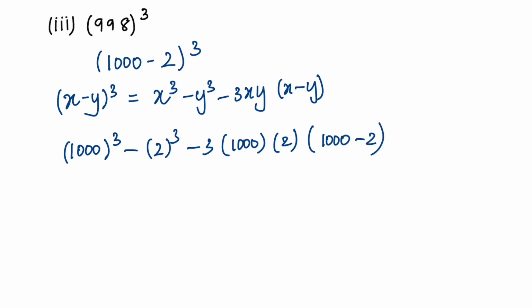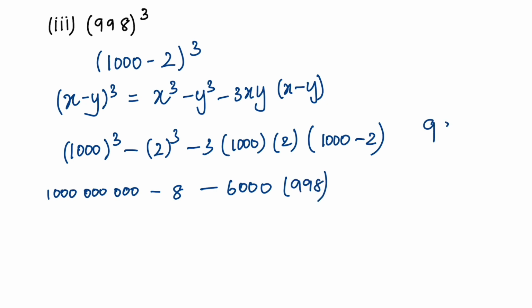Okay, so 1000 cube, it's going to be a big number. 1 double triple 0 triple 0 triple 0. Okay, minus 8, and 3 into 1000 is 3000. 3000 into 2 is 6000. So minus 6000 into 998.